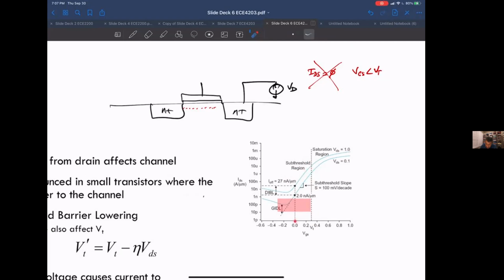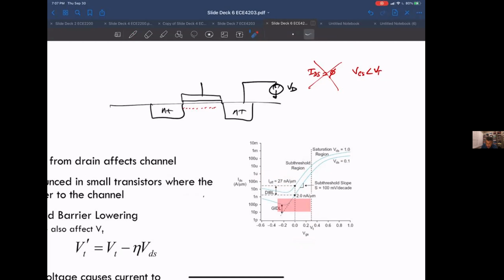Even when the VGS is 0, when the gate is completely at 0 volts, for an NMOS, you still have some current flowing through the device. This is the leakage current or the off current. It's a very small number. We'll talk about this small off current in a little bit.